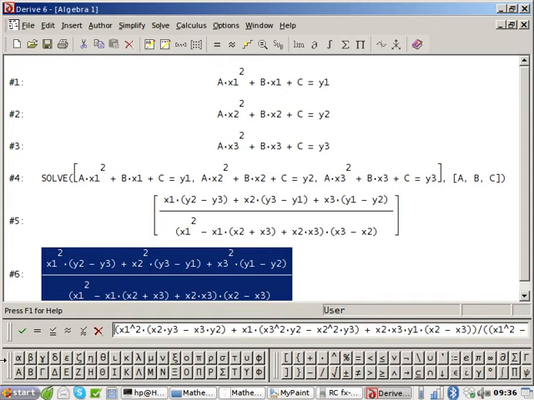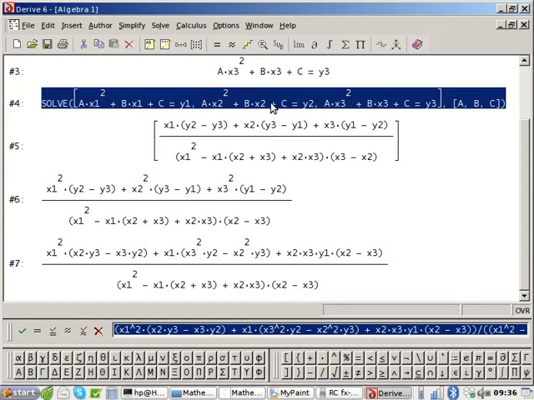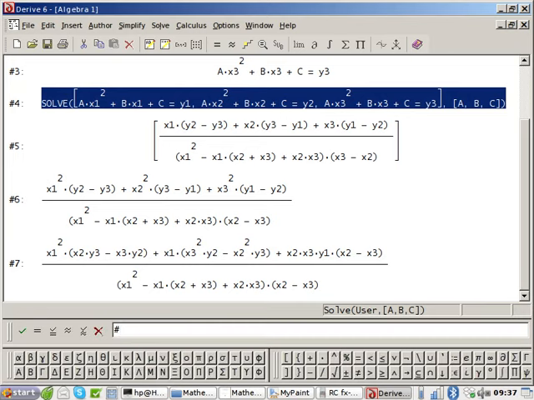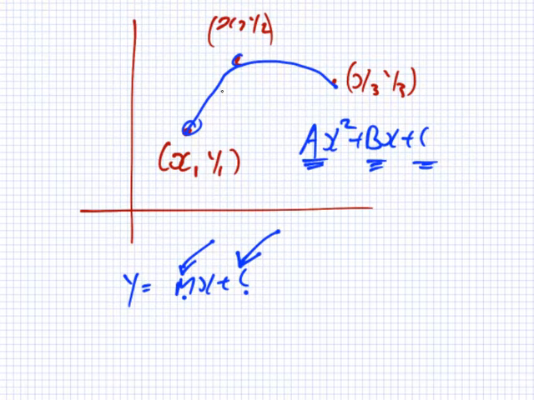The program solved it for me. The program gave me the answer from solving the three equations. So my quadratic is going to be A x squared plus B x plus C. So this is my quadratic. Pretty big quadratic. But although this looks very complicated, remember this is just an A, this is just a B, this is just a C.